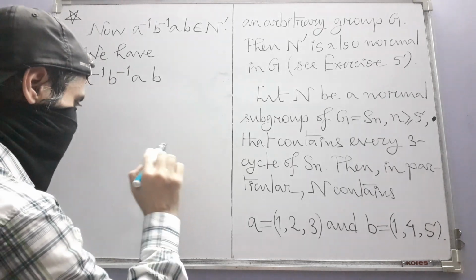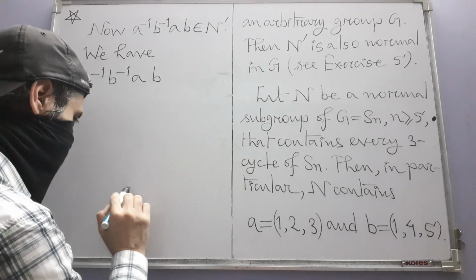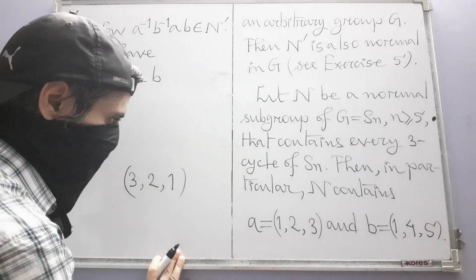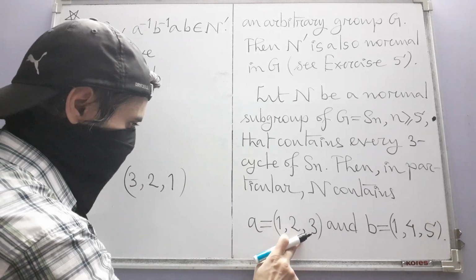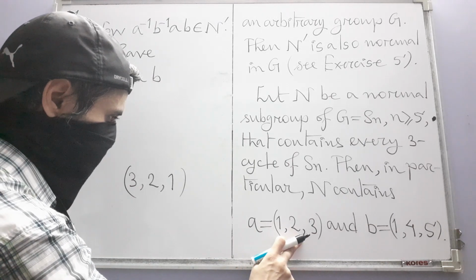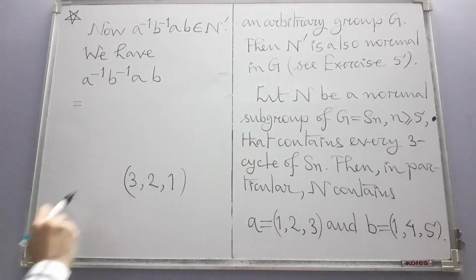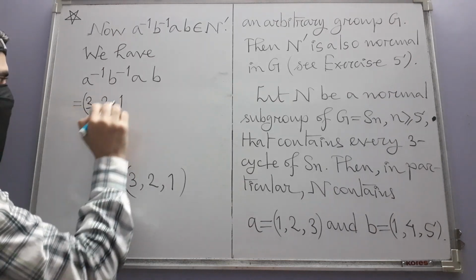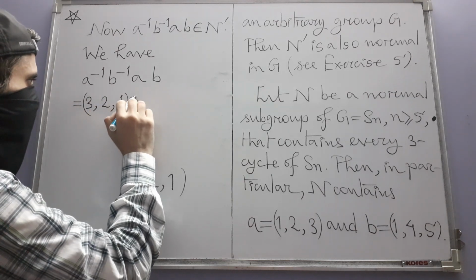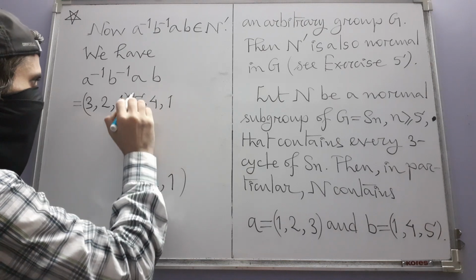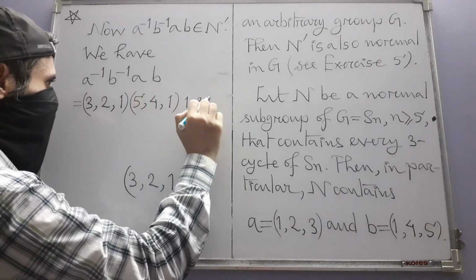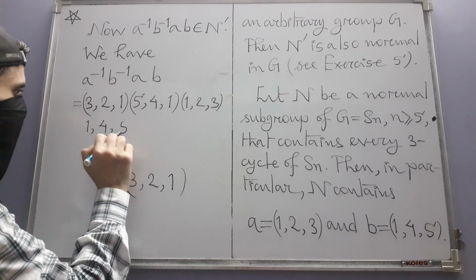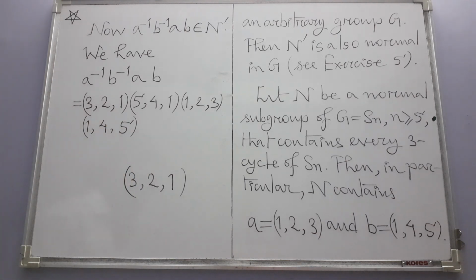Well, let me just, I suddenly got confused. Is it really the reversed order? I mean, if I write (3 2 1), A sends 1 to 2, so its inverse should send 2 to 1. Yes, yes, yeah, it's okay. Similarly, B inverse is (5 4 1), then (1 2 3), followed by (1 4 5). So let's now calculate this product.